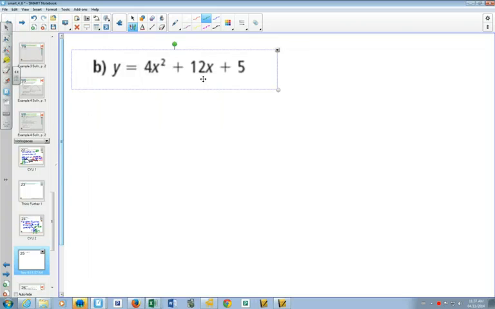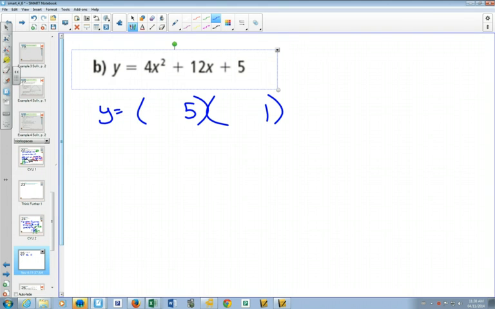Part B, let's see if we can factor this one. Again, if I'm trying to factor something, especially with an a value of 4, there is no common factor, so I'd go right to my brackets right away. I don't know if it's 4x and x or 2x and x. I can't tell that by looking at it. But for 5, I do know that the only possibility is 5 and 1. So I'll start with the 5.